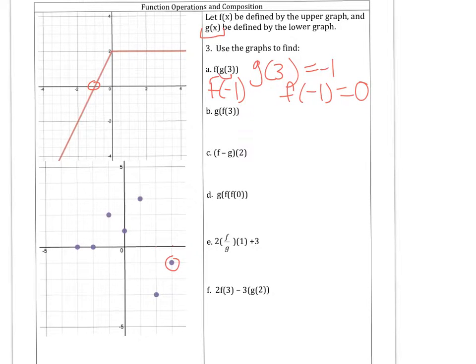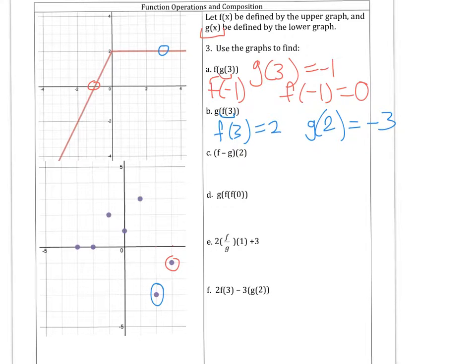G of f of 3, now I'm going to start from the inside. F of 3 has a height of 2. I'm going to plug that in, g of 2, and 2 has a height of negative 3.